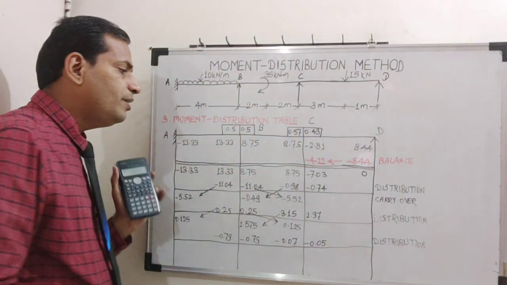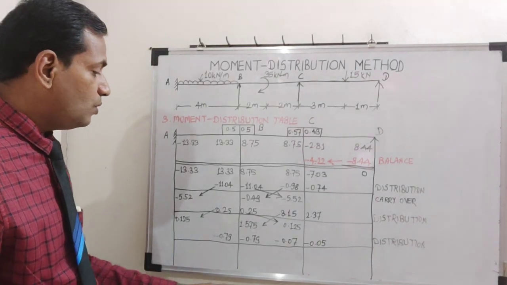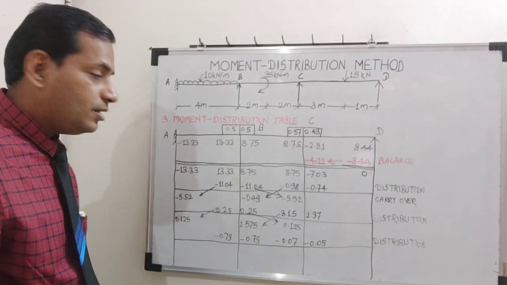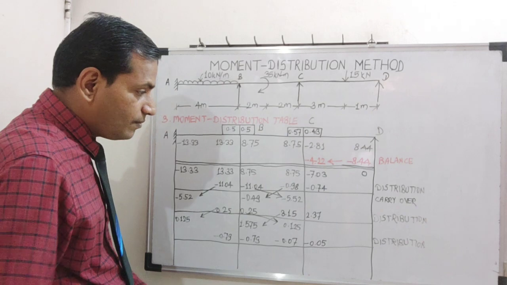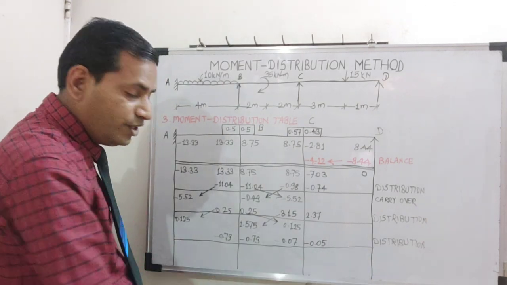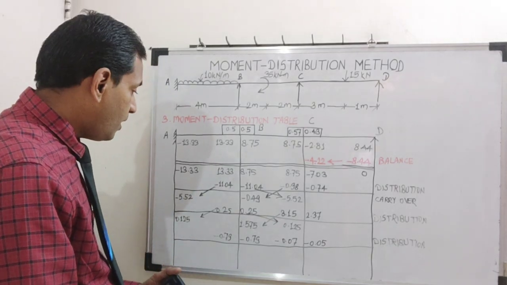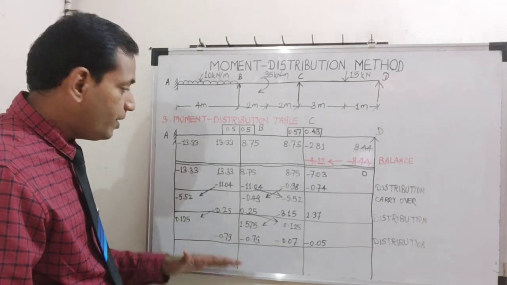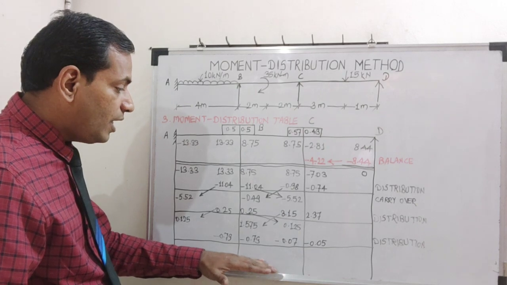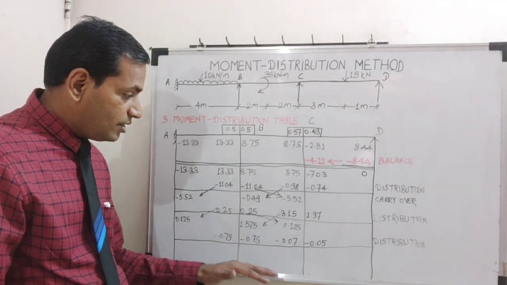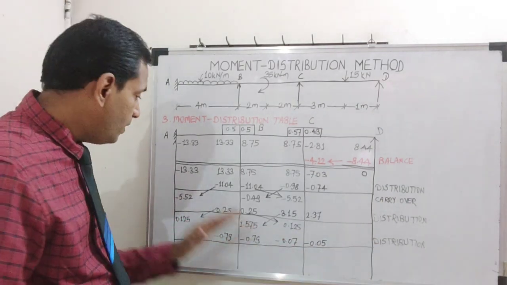Now how many times to repeat this? So there is one method to check it. What I will do is, I will stop distribution here. I will not take carryover now, and I will take the algebraic addition of all the moments below the double line. Okay, below the double line, and I will see whether there is any necessity to take one more distribution cycle. So I will just do it.